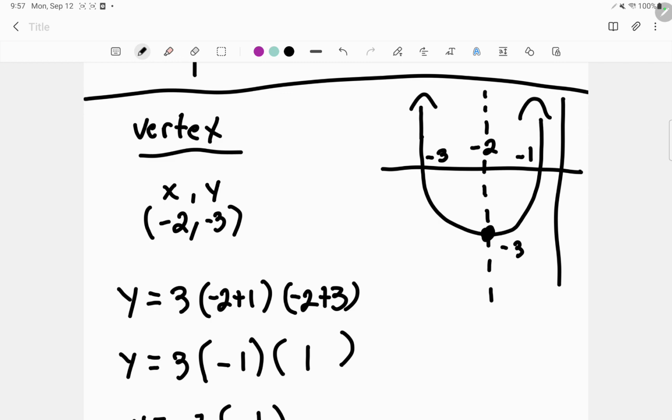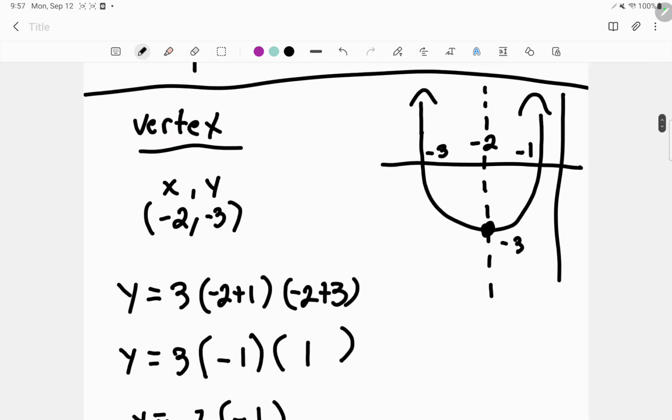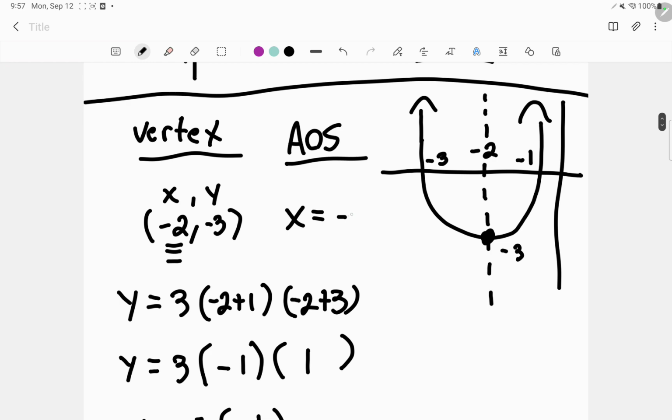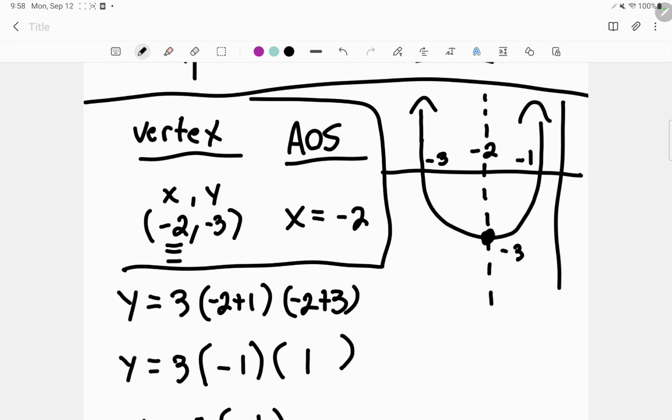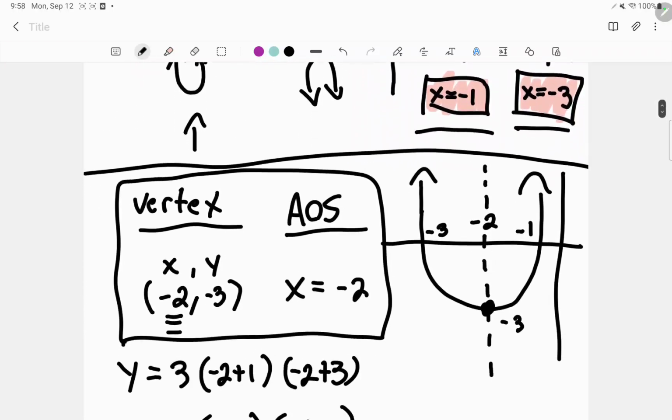So that's where my vertex is, right? Now, how do I find my axis of symmetry? Just like the previous videos, it's the same thing. You're going to start with x, and it's literally the x value of your vertex. So it's going to be x is equal to negative 2. And that's it. I'm done. I have my vertex, I have my graph already graphed, I have my 2 points. I have everything that they were asking me to do.